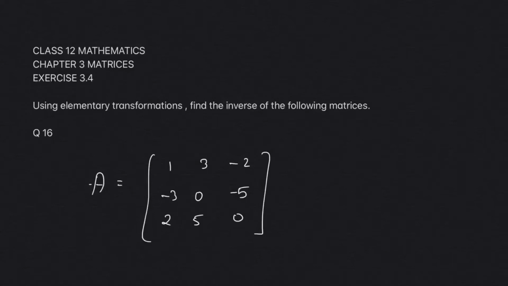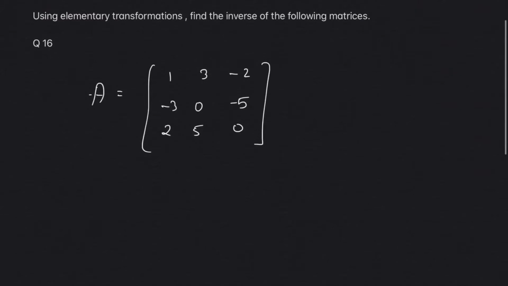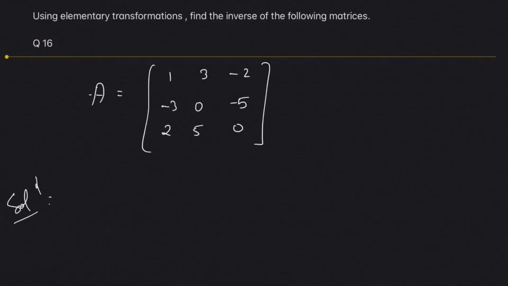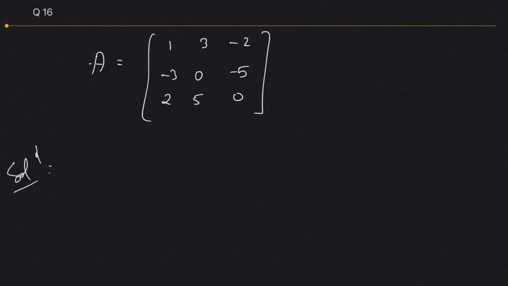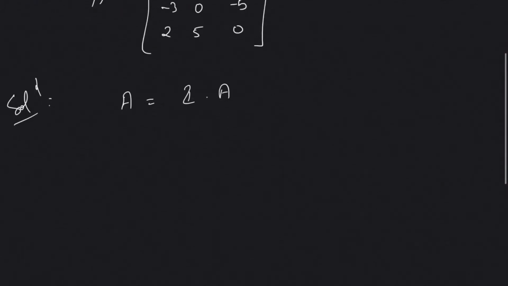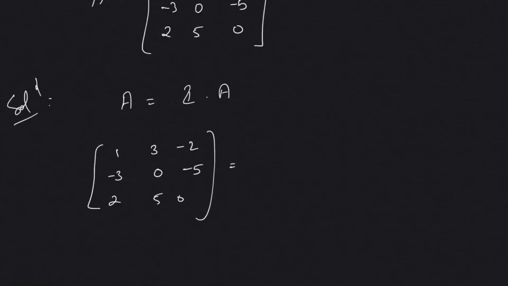Now, question 16, a 3 by 3 matrix. As we have already studied before, I'm not going to explain the basics again, because as I mentioned, we have already done that in the previous two videos. This is just a continuation of the previous videos. So what we do is we write down our statement, then we prepare our matrices, that is 1 3 minus 2, minus 3 0 minus 5, 2 5 0, and the identity matrix 3 by 3, 1 0 0, 0 1 0, 0 0 1.